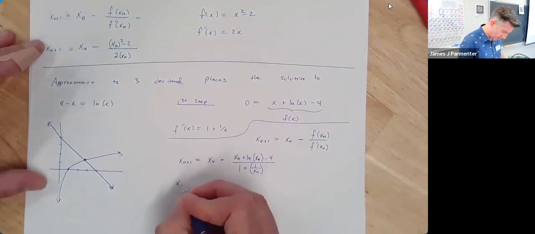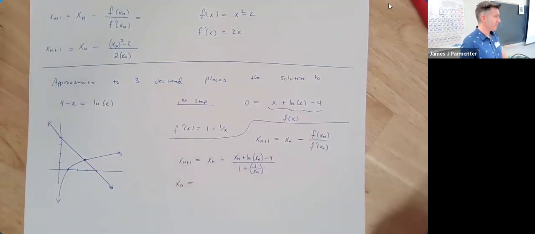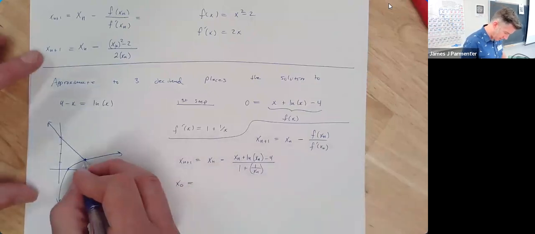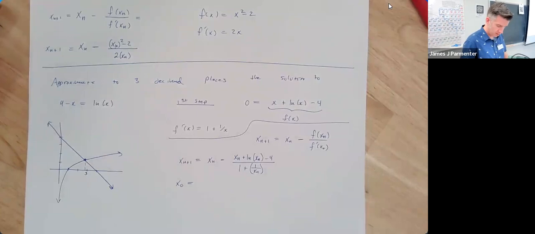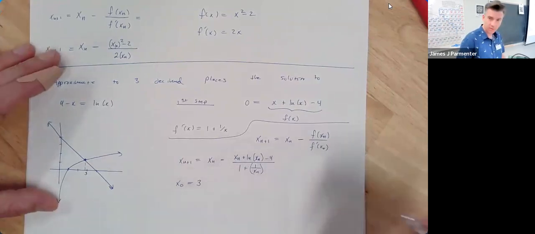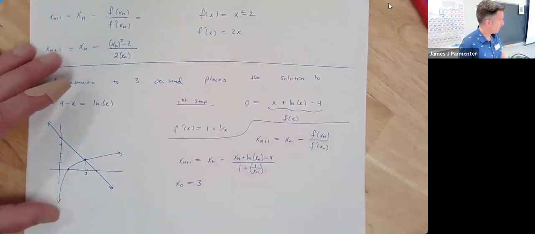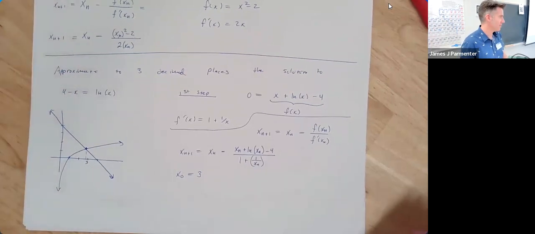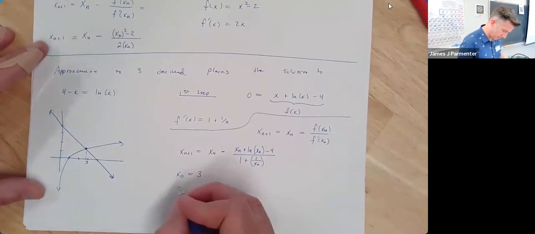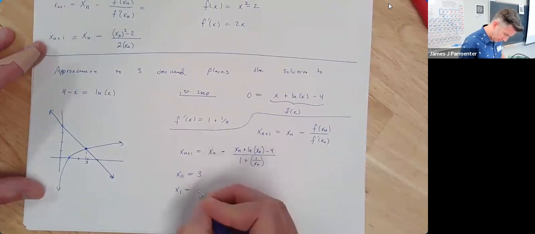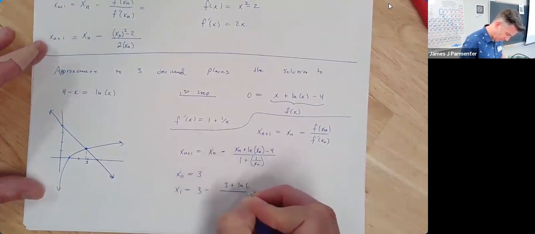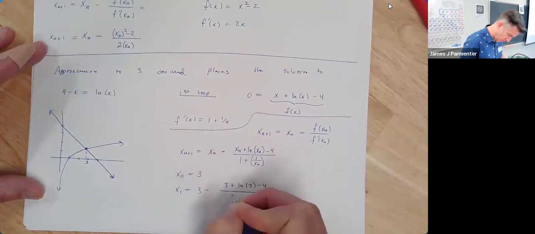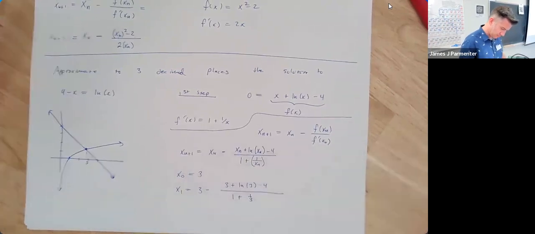So this is certainly made to look like our first guess should probably be 3, because the point of intersection looks like it's pretty close to 3. Okay, and then, oh my gosh, the first guess is going to suck. X1 is going to be 3 minus 3 plus the natural log of 3 minus 4 over 1 plus 1/3.